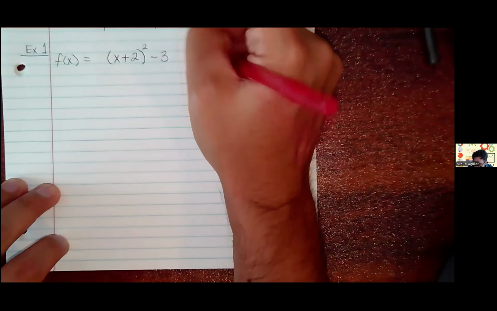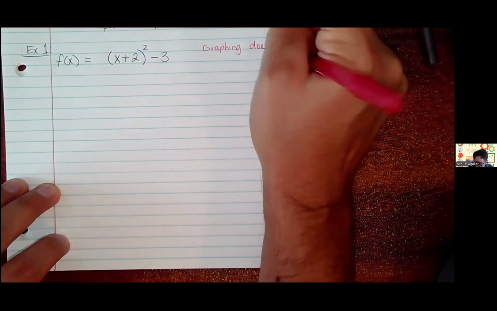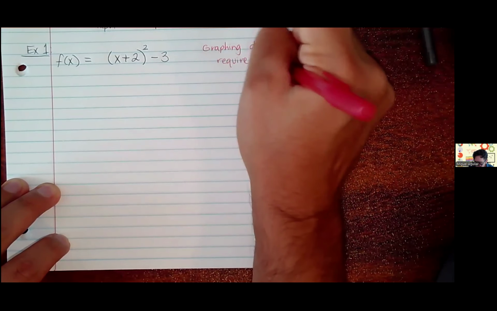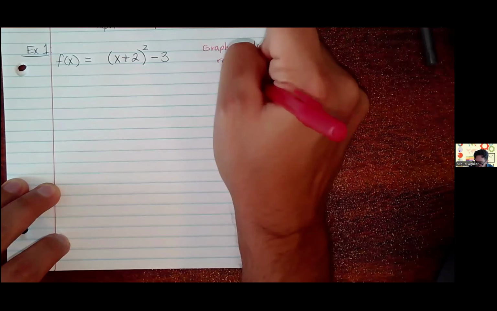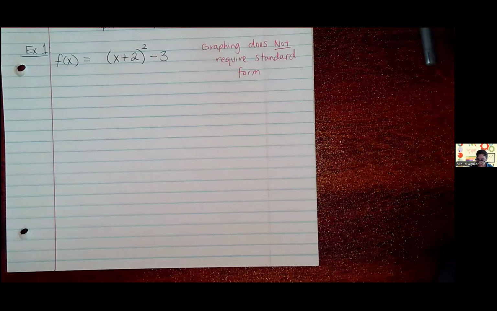Need to get it into standard form. So when we were solving quadratic equations, we definitely wanted to get that into standard form. But with these functions, we don't necessarily need them in any particular form to graph. So that's actually a good thing to point out here. So graphing does not require standard form. It doesn't matter what form the equation is in, we can begin graphing, but we need to supply the function with something before we can graph.